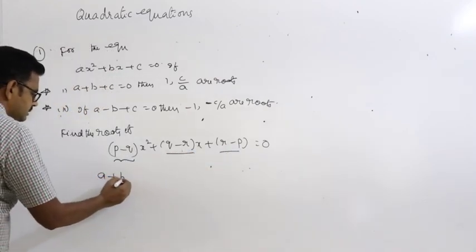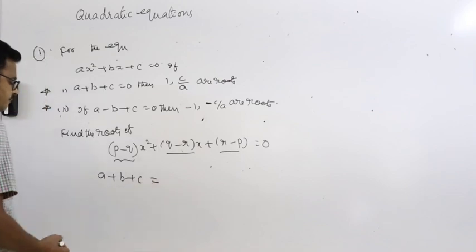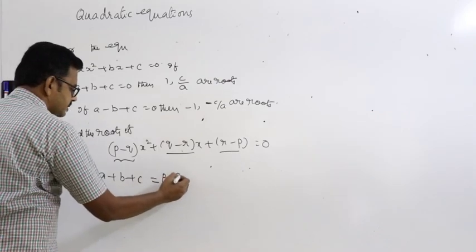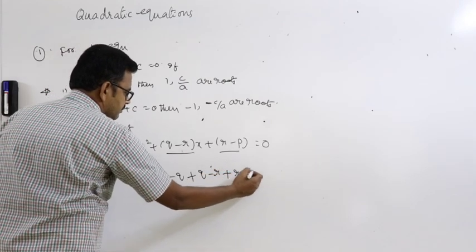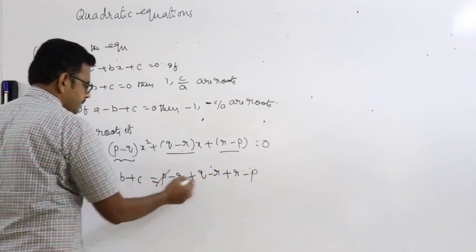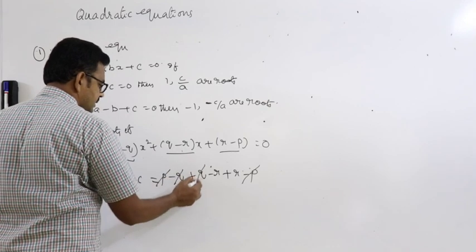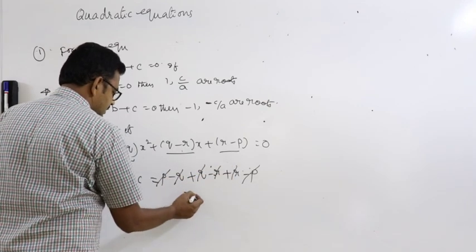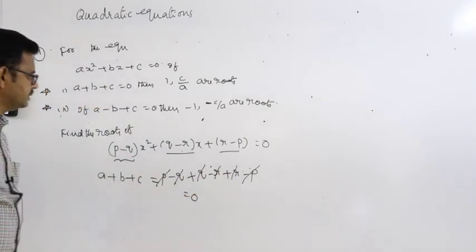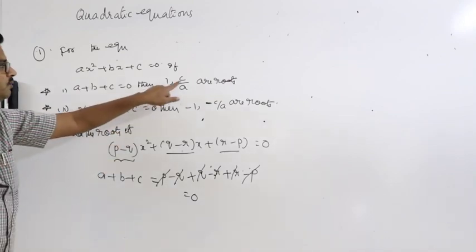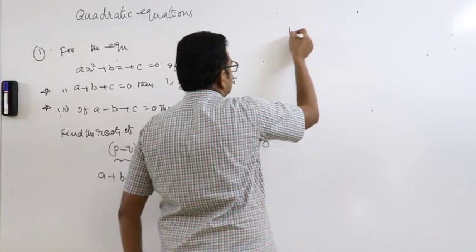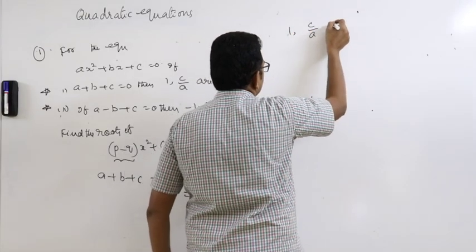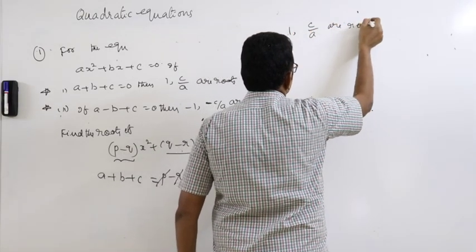Now a plus b plus c equal to, what is a? p minus q. What is b? q minus r. And c is r minus p. So p cancels, q cancels, r cancels, that is 0. a plus b plus c equal 0. Then the roots are 1 comma c by a. Therefore 1 comma c by a are roots.